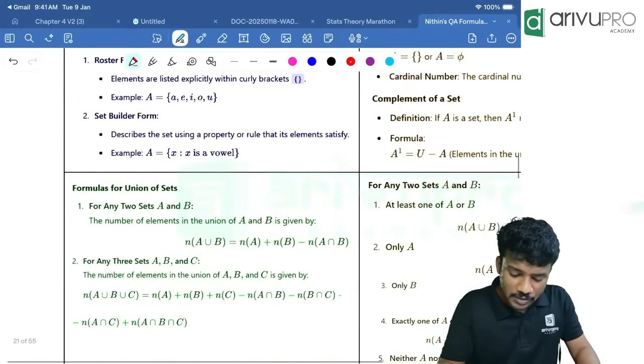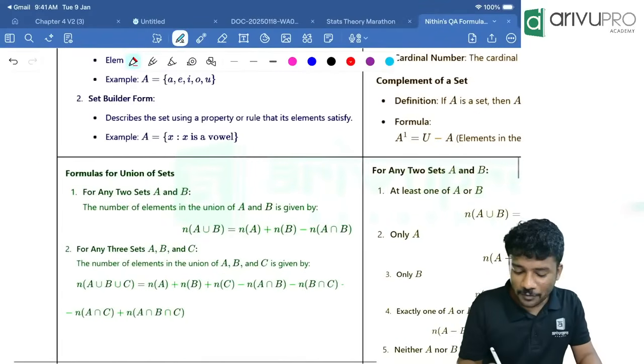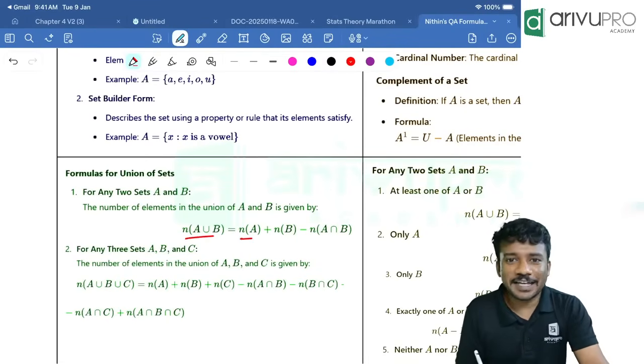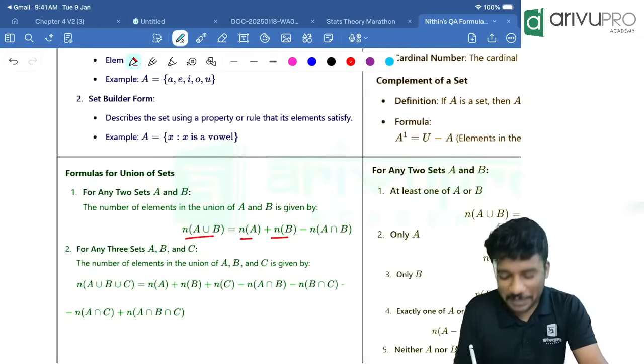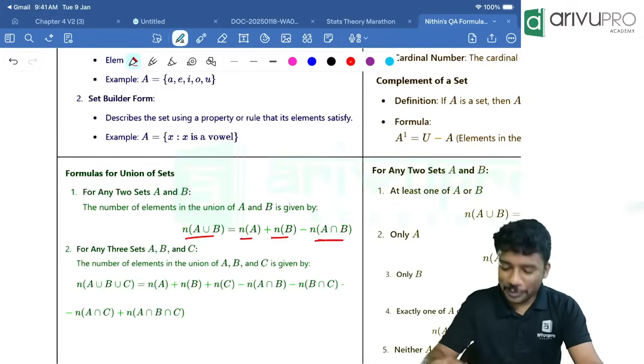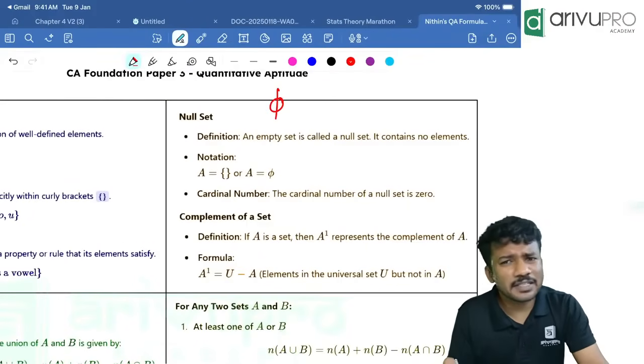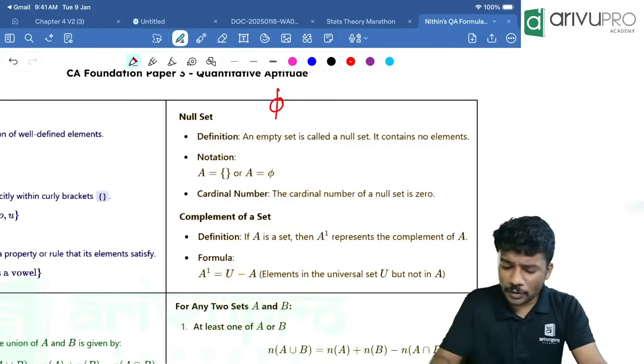Set, relation, function. In set, relation, function, some basic formulas you should know. For two sets, n of A union B is nothing but n of A, the cardinal number of A, plus the cardinal number of B, minus the intersection value. Then, what is a null set? The null set is when there is no element inside the set, then it is called a null set.